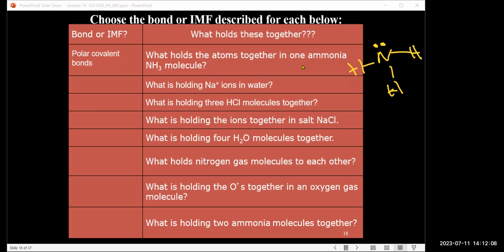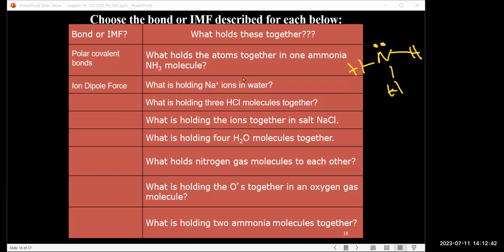What is holding the sodium ions in water? Well, it's none of those first three intermolecular forces, because in those first three we're dealing with covalent compounds. This question says we have a sodium ion, which means you're dealing with an ionic compound, and you're dealing with sodium ions in water. So the only force involved here is the ion dipole force.